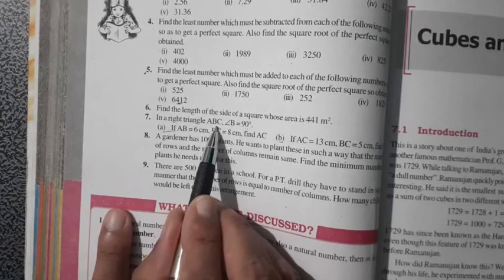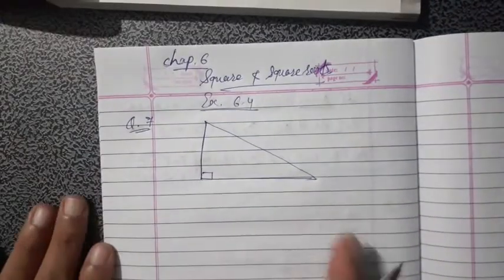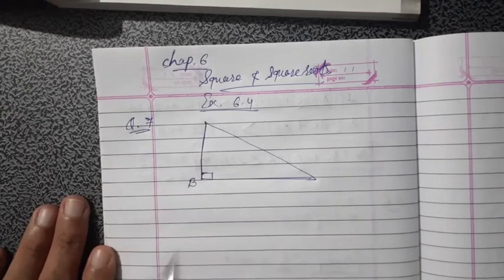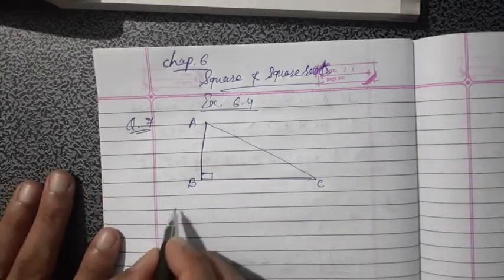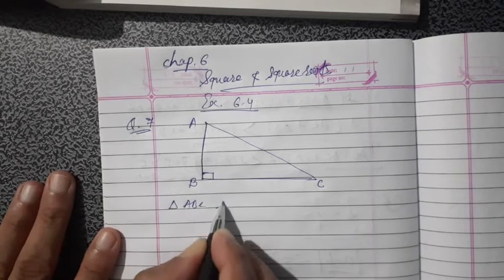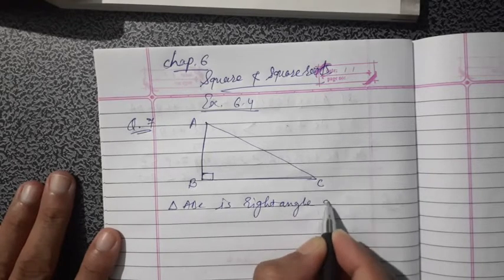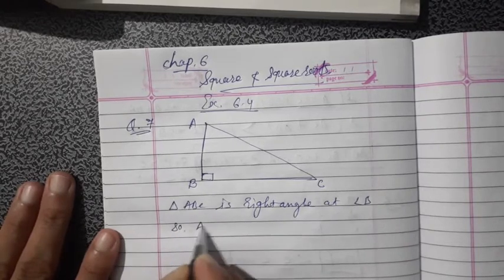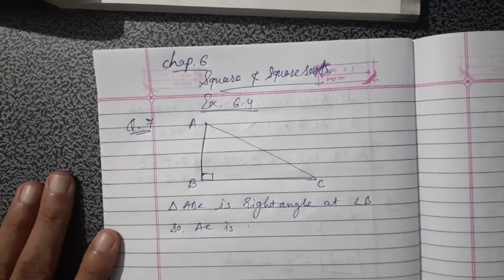Triangle ABC is right angled at B, so our triangle is a right angle triangle like that. This angle is 90 degrees, a right angle, that is B. Suppose here A is there, here C is there. So triangle ABC is right angled at angle B. Therefore, AC is the hypotenuse.